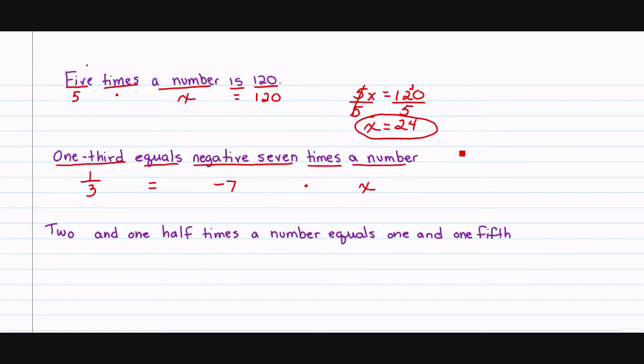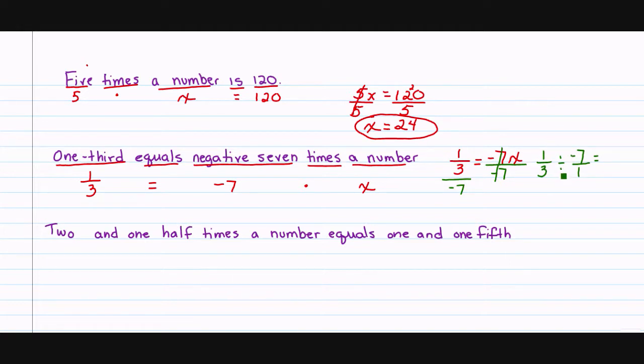I'm going to come over here and rewrite it all together. 1/3 equals negative 7x. The negative 7 is connected to the x through multiplication. The opposite of multiplication is division. So I'm going to divide by negative 7. Now I have 1/3 divided by negative 7. I'm going to put a 1 under that so they're both fractions.